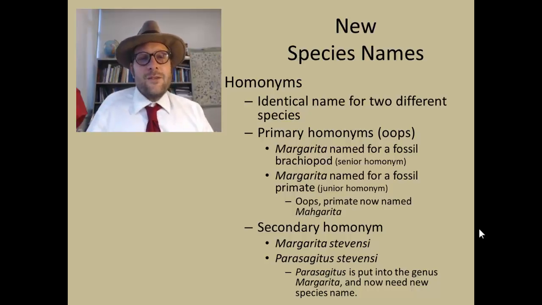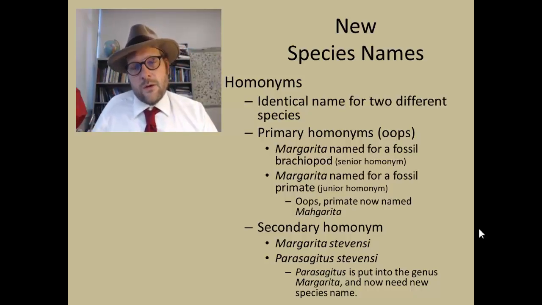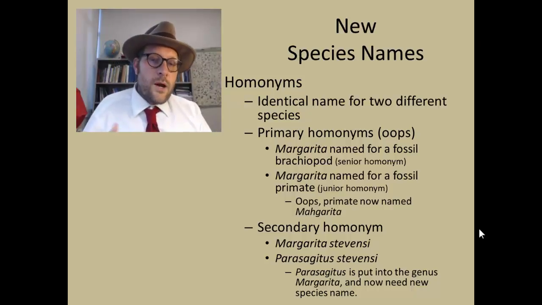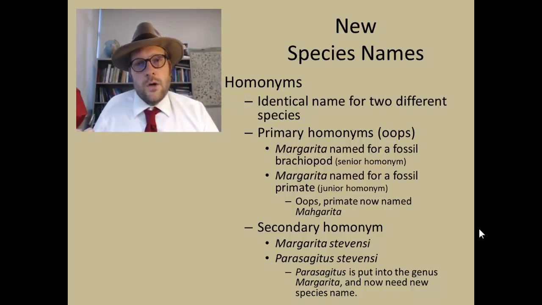All right, so let's talk about circumstances that you might encounter where you have to come up with a new species name because of something wrong in the books. These are basically times where you have identical names for two different species. There's what's referred to as primary homonyms, and this is where you have a species. Usually these are genera because genera have to be unique names.